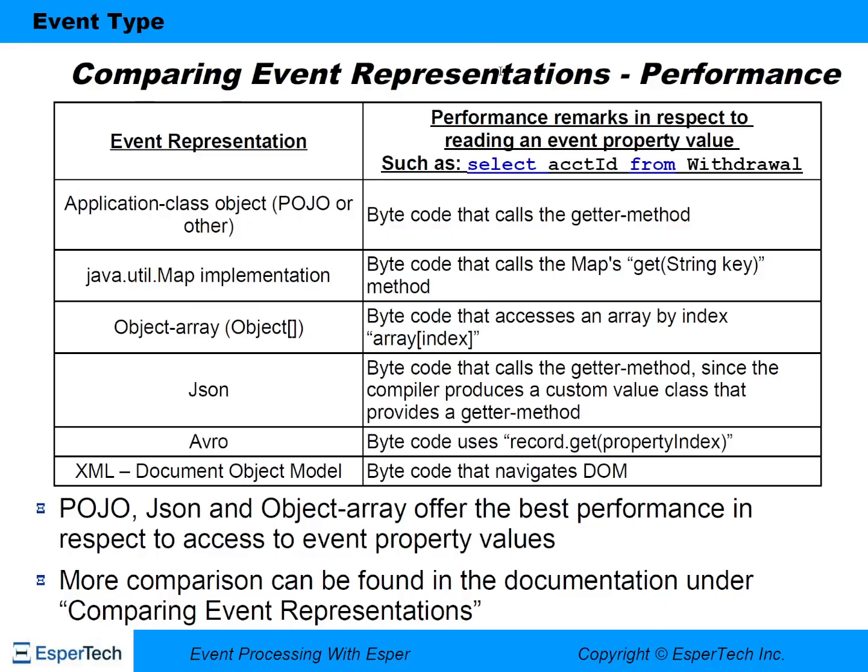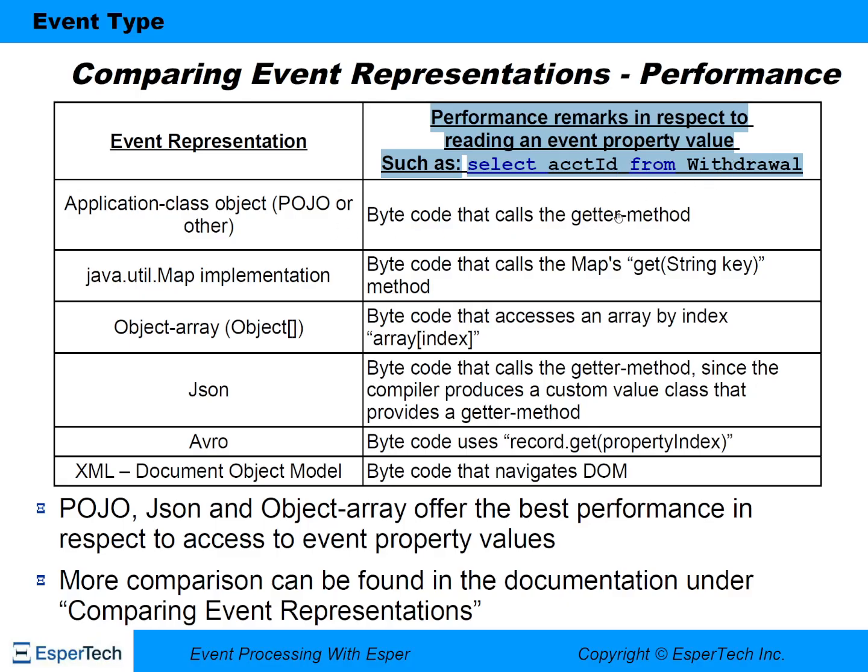This page analyzes performance of reading an event property value for the different event representations. On the left side of the table is the event representation. On the right side of the table is information about the bytecode produced by the compiler for the event representation. The table provides performance remarks with respect to reading an event property value, such as select accountId from withdrawal. This EPL selects the accountId field from withdrawal events.